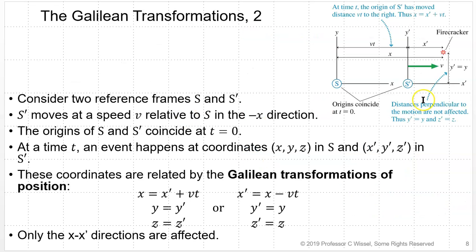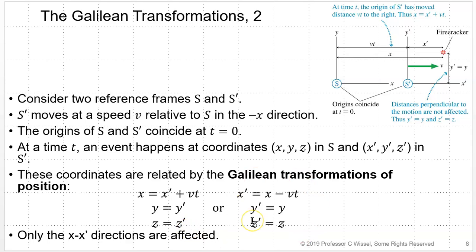So we're going to consider these two reference frames, S and S prime. S prime moves at speed v relative to S in the minus X direction. The origins of S and S prime coincide at time t equals 0. At time t, an event happens at coordinates x, y, and z in S, and x prime, y prime, z prime in S prime. These coordinates are related by the Galilean transformations of position. X equals x prime plus vt. Of course, y equals y prime and z equals z prime.